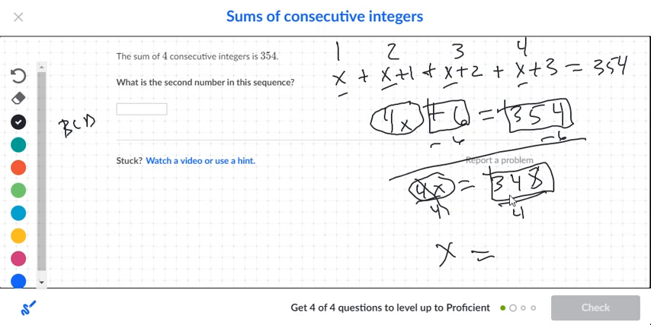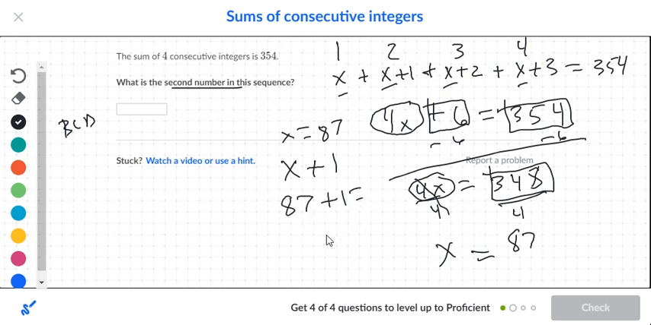So I come down here and put in my 87. Now when I read what the question is asking, it's asking about the second consecutive number. Well, the second consecutive number is x plus 1. We already know that x is equal to 87, so I can replace the x with an 87, add the 1, and I get 88. So 88 should be the number that I'm looking for here.